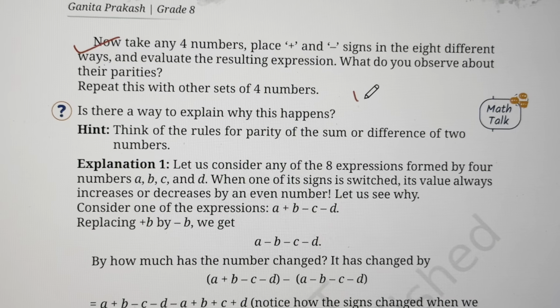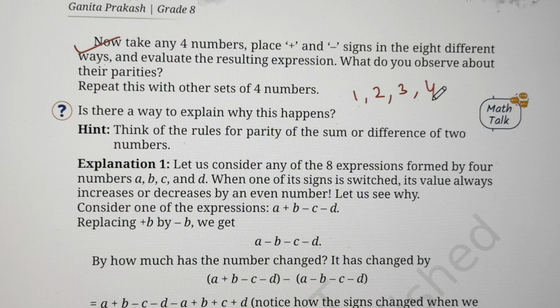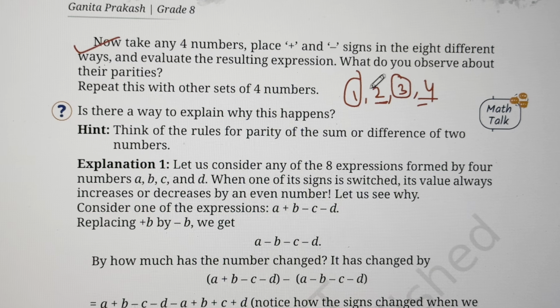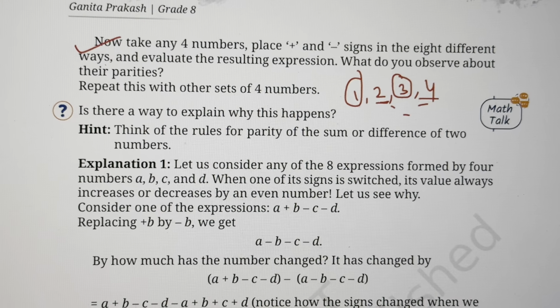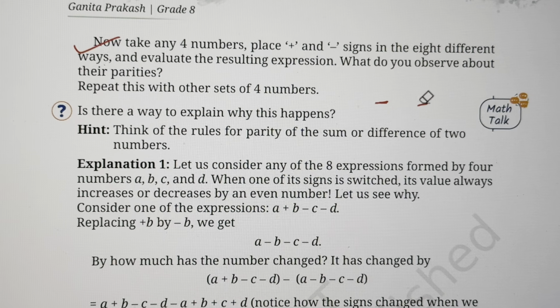If I take 4 consecutive numbers 1, 2, 3, 4, you can observe that 2 are odd and 2 are even numbers. So odd plus odd will give you even, and even plus even will also give you even, and ultimately even plus even will give you an even answer. So 1 plus 3 is 4, which is even, and 2 plus 4 is 6, which is even. 4 plus 6 will be 10, which is even. That is why you are getting all even answers. Got it? Now let us understand this through algebra.